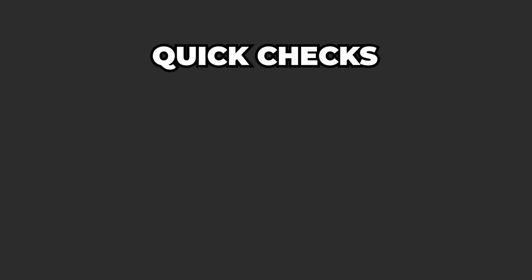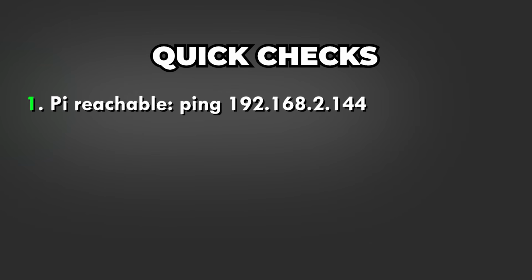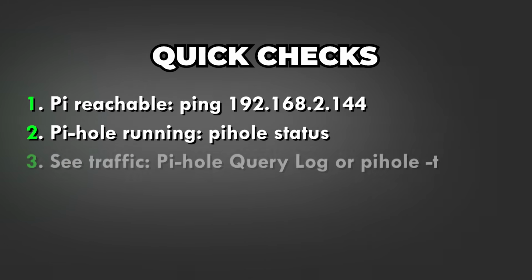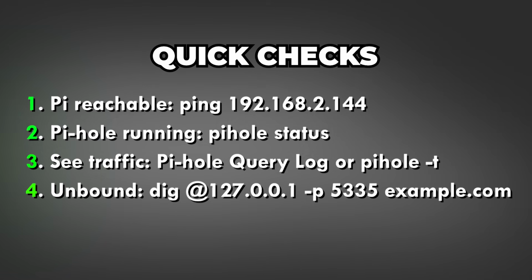And if something isn't working, some things you can do is ensure that your Pi is reachable by doing ping and specifying your Pi's IP address. You can check the status of Pi-hole by running pihole status. You can see the traffic by visiting the Pi-hole query log, and you can check that Unbound is working by running the dig command against 127.0.0.1. The whole thing I've included in my description.